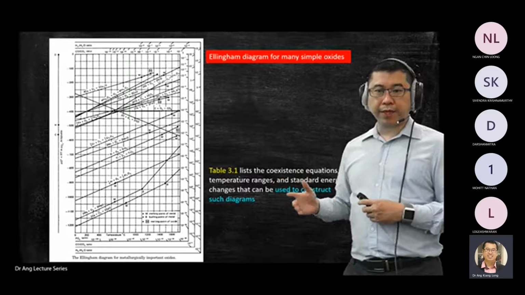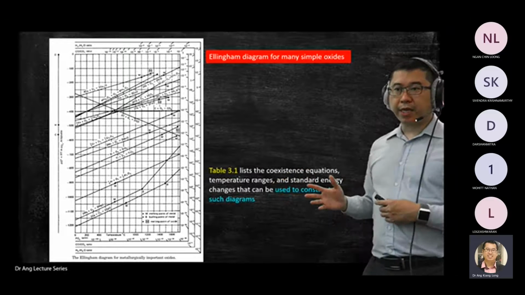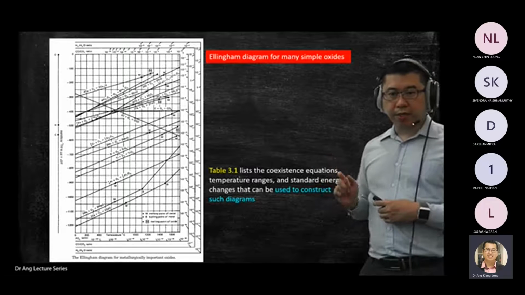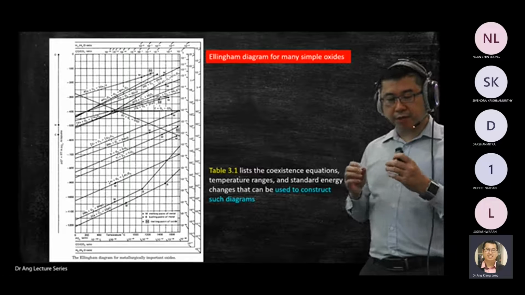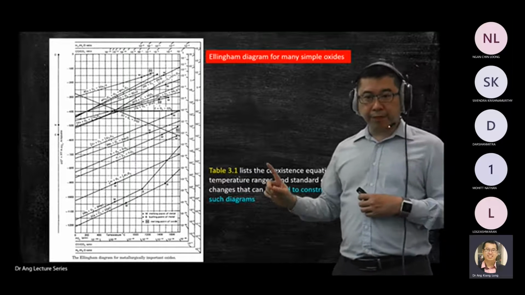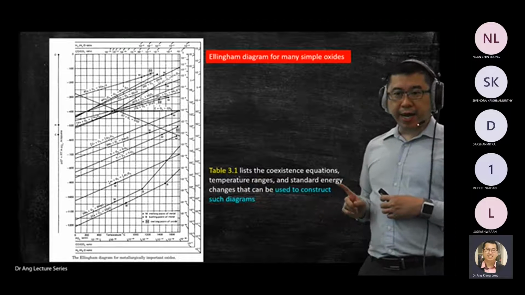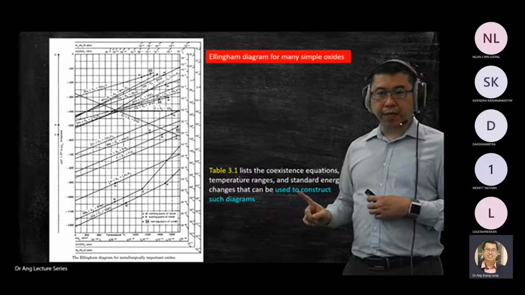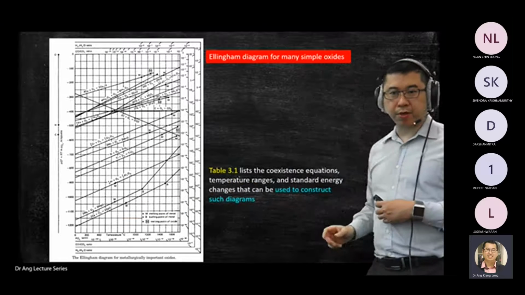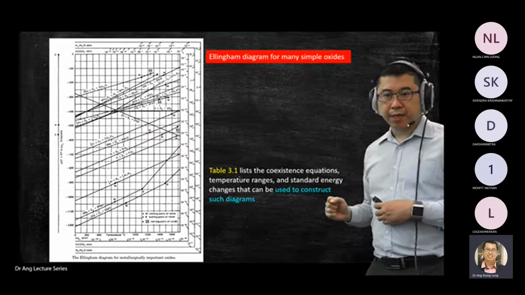Okay, then we look at one table, one table that gives you the equation. There are lots of chemical equations that you can refer to, with their temperature range and their energy change. In the energy change, the delta G is the y-axis that you can plot on the Ellingham diagram.